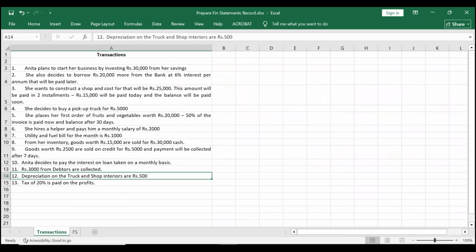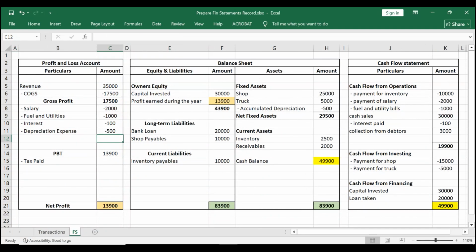Next transaction. Tax of 20% is paid on profits. So now we are done with all the transactions. We have recorded all the expenditure. The profit before tax is calculated. It is gross profit and we have reduced all the expenses. So now let's calculate the tax. Tax is equal to minus 0.2, is 20%. So 0.2 multiplied by, we will select this. So we have to pay taxes of 2780.